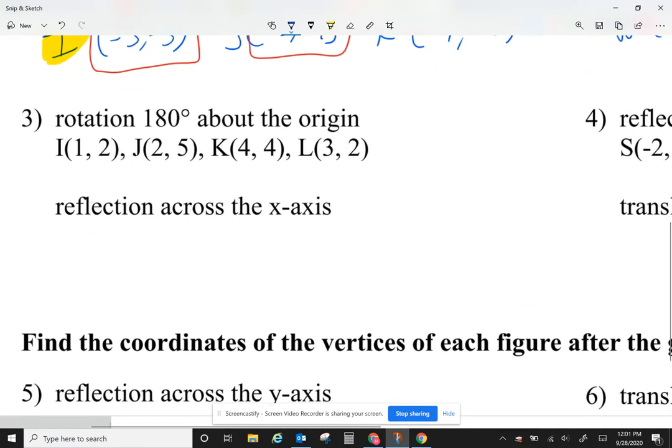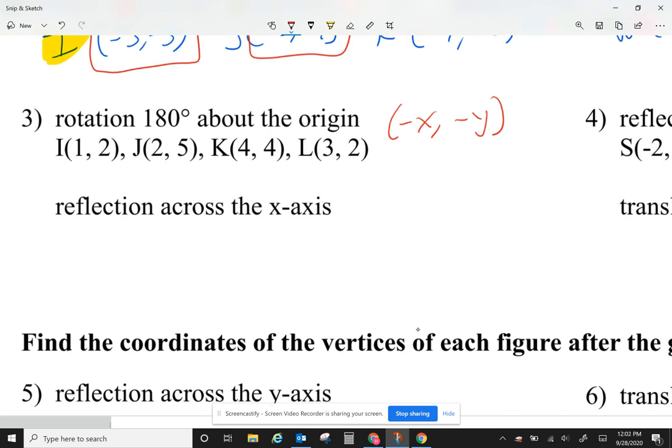I'm going to look at question number 3. First one, it says rotation 180 degrees about the origin. I look on my notes. The formulas, once again, are included on your notes. So for rotation 180, it says (x, y) becomes (-x, -y). So all I'm going to do is switch the signs.